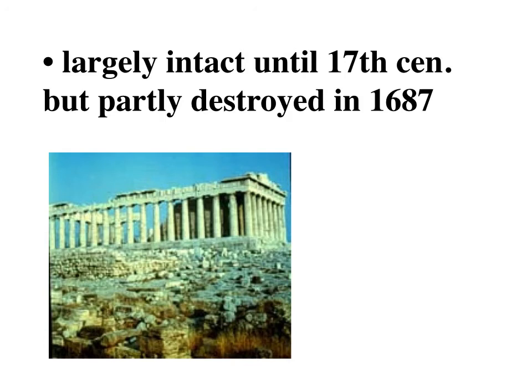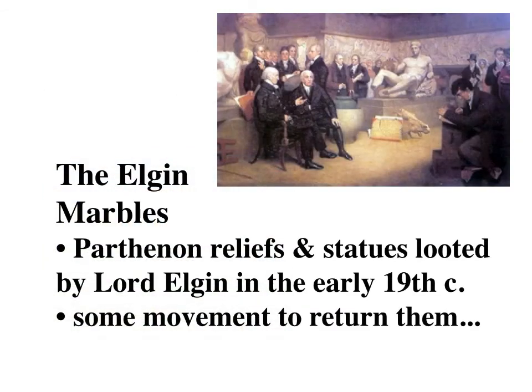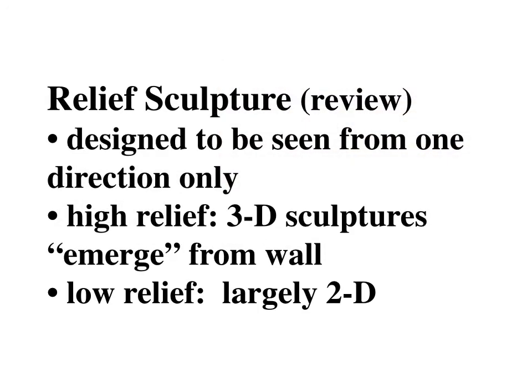It was actually largely intact until the 17th century, but then in 1687 was partly destroyed. And then further changes to the site happened when Lord Elgin looted the statues from the Parthenon, bringing them to England, and they are now in the British Museum. And that is actually a matter of current contention. There's a lot of talk about putting them back in Athens somehow.